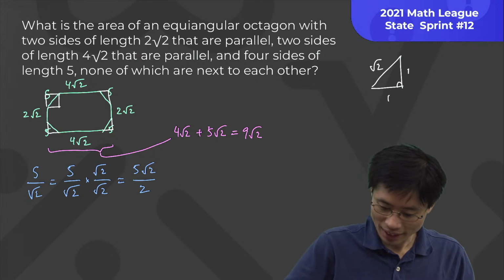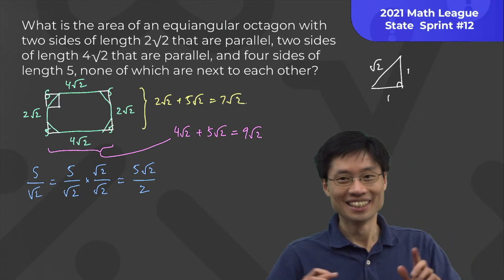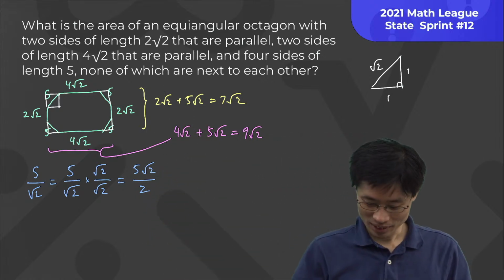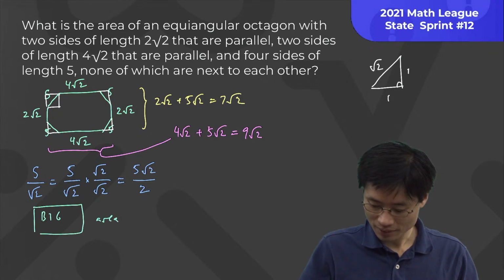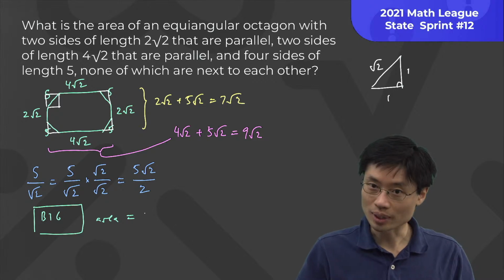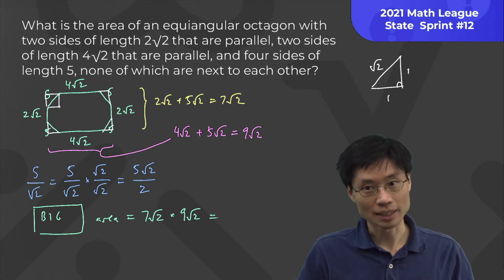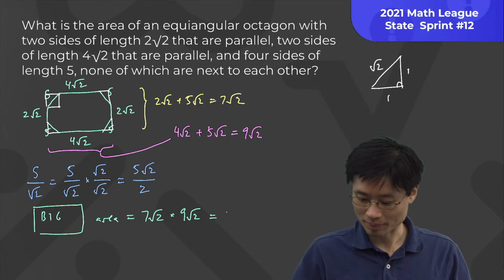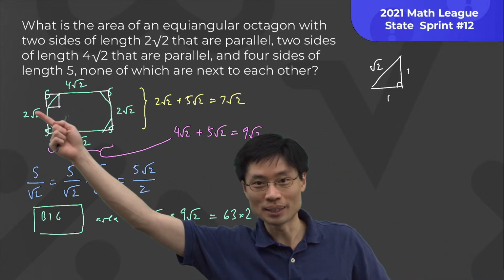That's convenient. I can do the same thing here. This is 2 root 2 plus 5 root 2, which is 7 root 2. Aha! So now I know the area of the big rectangle. So the big rectangle has area equal to 7 root 2 times 9 root 2, which is 7 times 9 times 2. That's 63 times 2, which is 126. Now let's just subtract away these 4 little pieces.